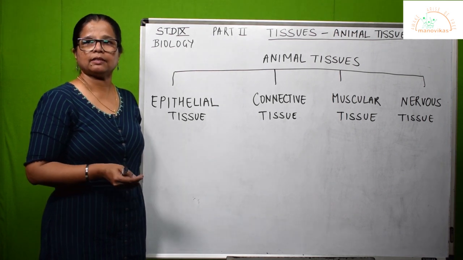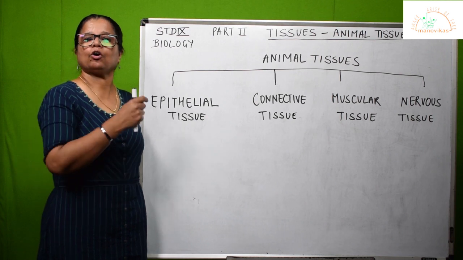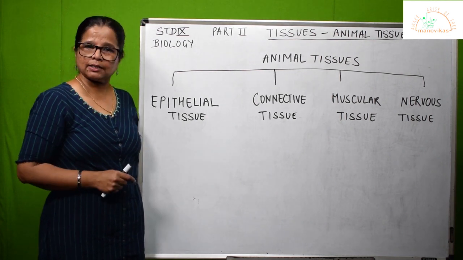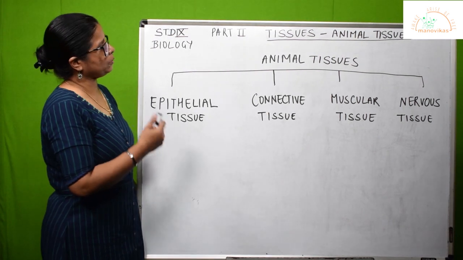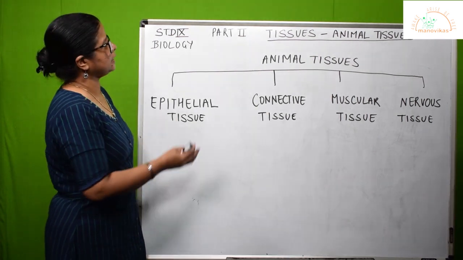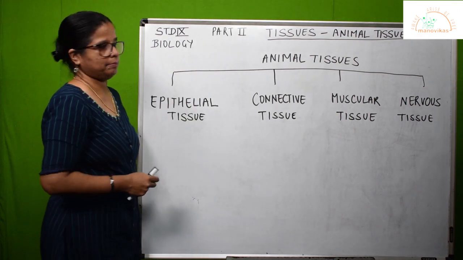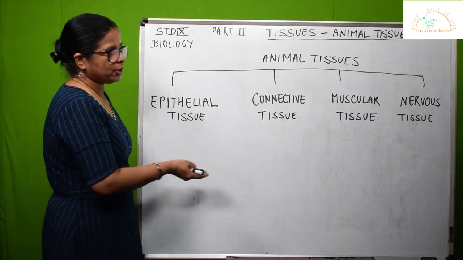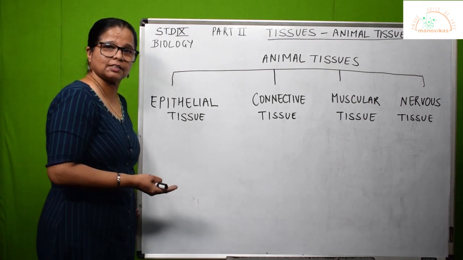Many tissues together make up the organs. Many organs together make up the organ system. And many organ systems together make up the body of the organism. So this was a quick recapitulation. Now let us understand what are the tissues that make up the bodies of the animals. Hence we need to classify them because they have specific functions, they have specific processes to deal with.